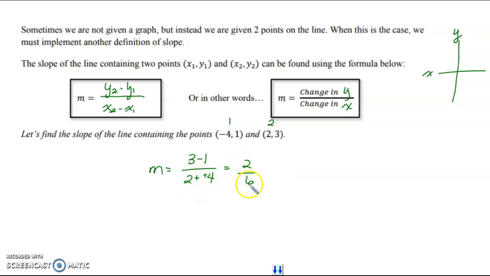Can I simplify 2 over 6? Yes, I can. I divide those both by 2, and I get 1 over 3. So my slope is 1/3.